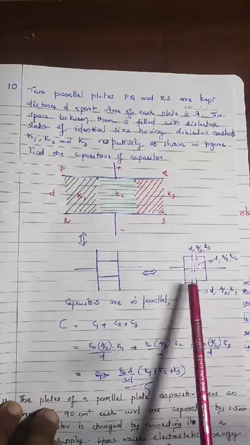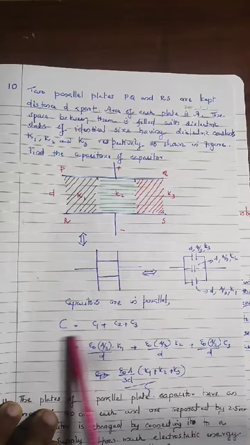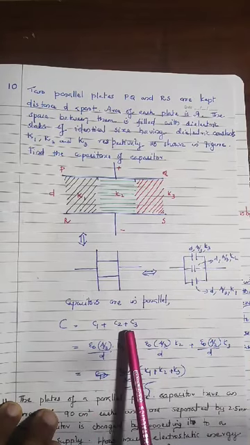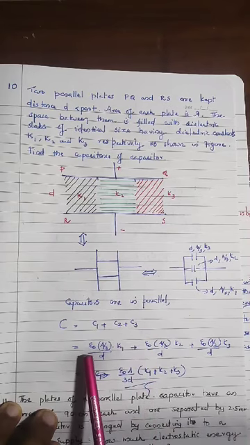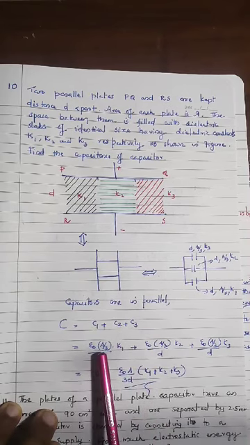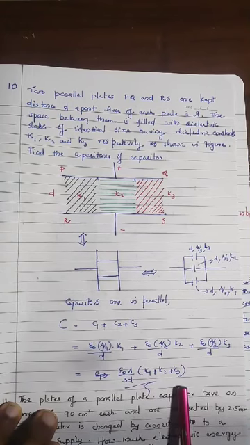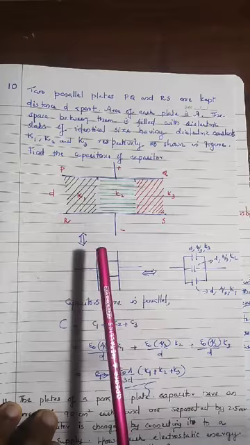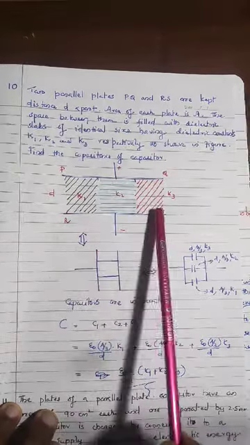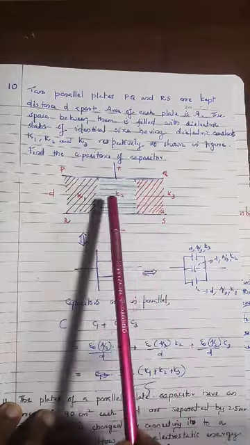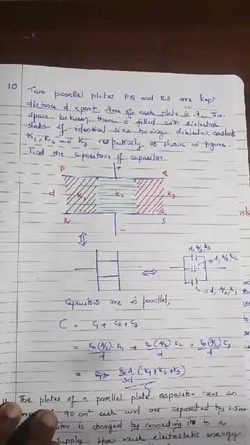So 3 capacitors are in parallel. So the effective capacitance is C1 plus C2 plus C3. So epsilon 0 A by D. Here the area is A by 3, by D, into K1. So you get the answer. The questions may change. We can fill it like this one. In that case, you have to connect them in series. So the same procedure you have to do.